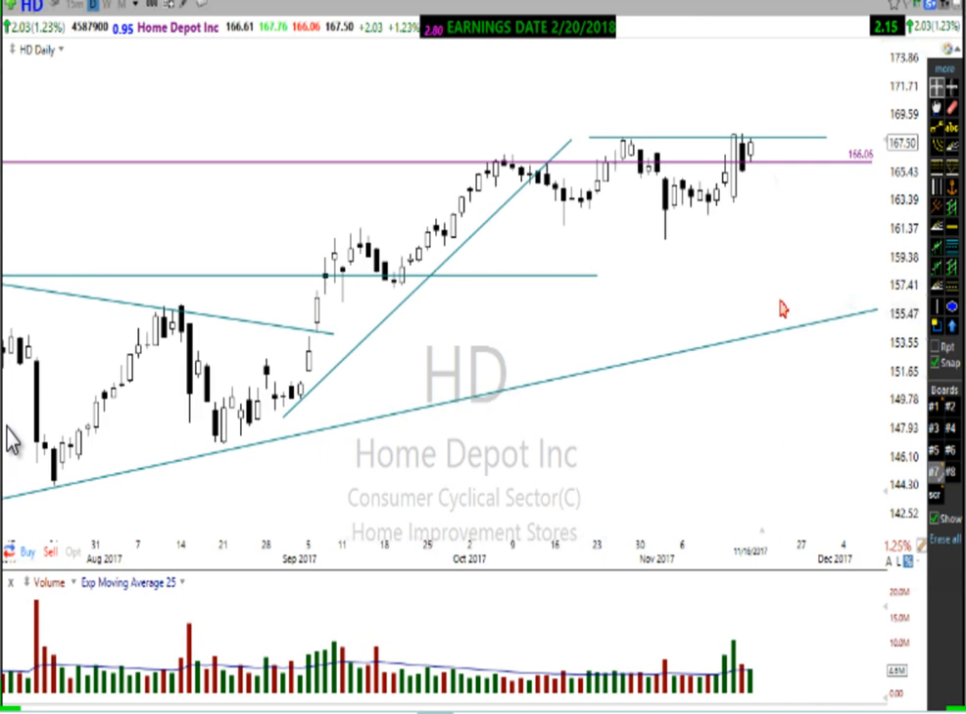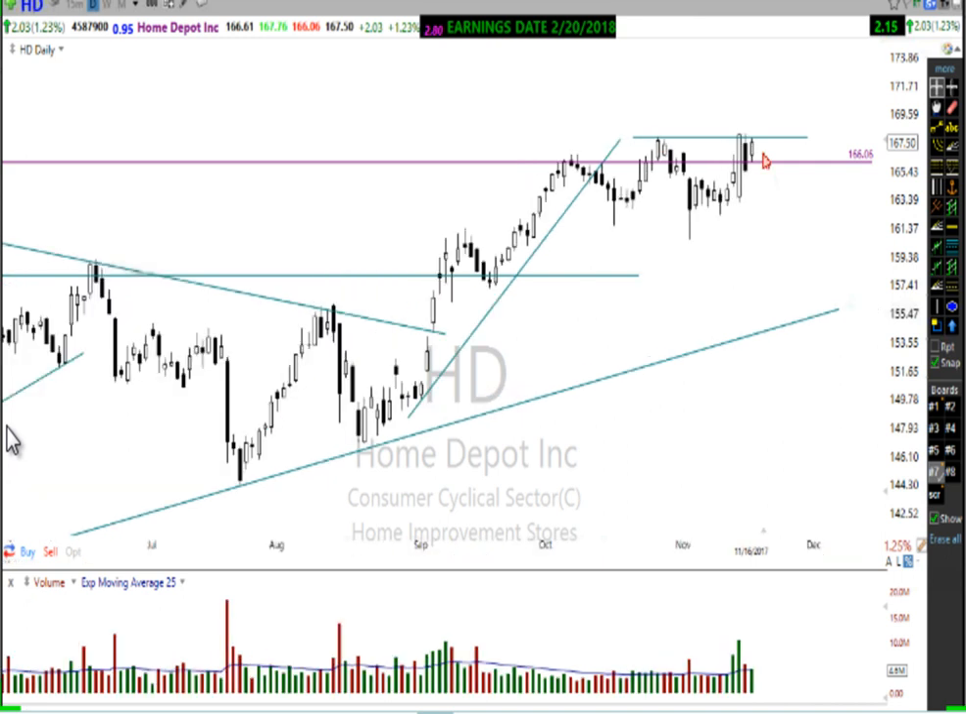HD, fighting a resistance point. I'm going to have to wait for this to break. Here's why. Big move down from there. We rallied back. I don't know if we're going to fail here and make a double top high. So when I have a big sawtooth pattern like that, I'm going to require the stock to break out and either consolidate above or pull back and hold support and then show me a buy signal.